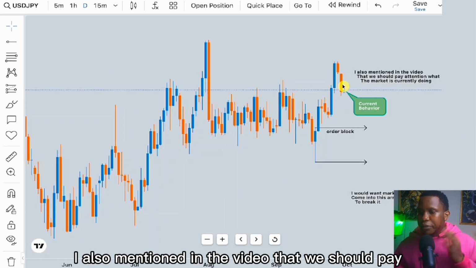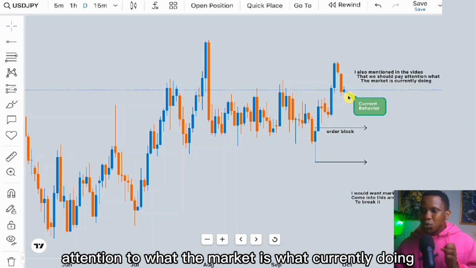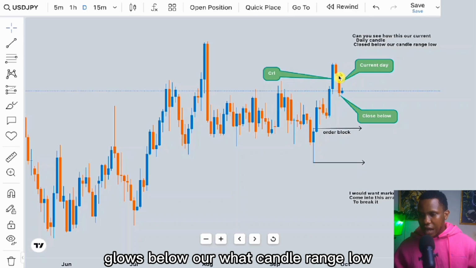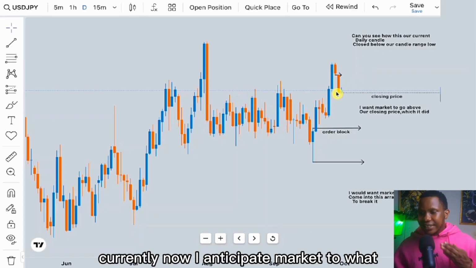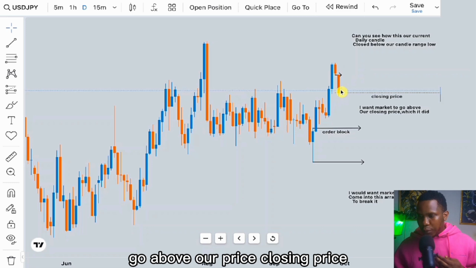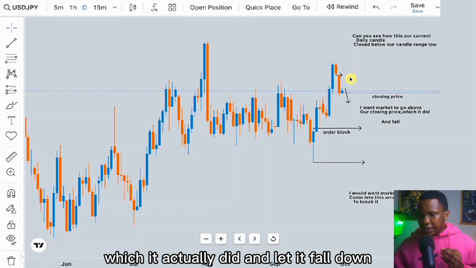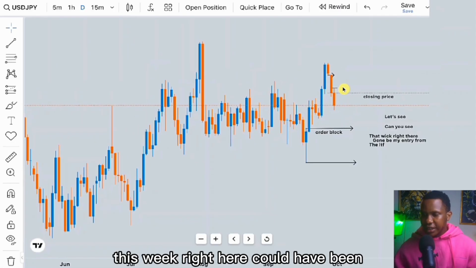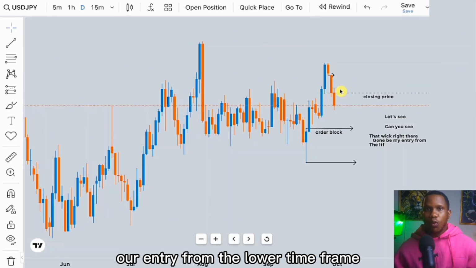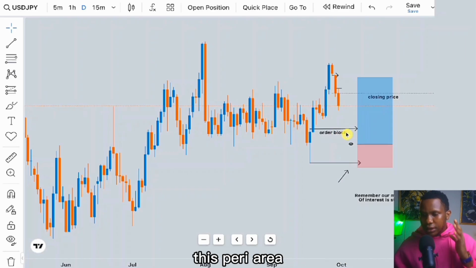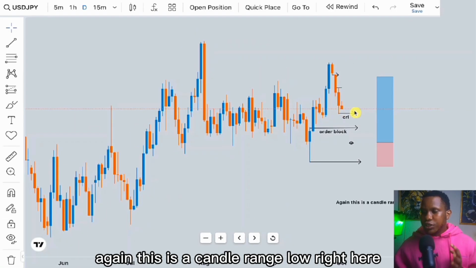I also mentioned in the video that we should pay attention to what the market is currently doing. Can you see this? Our current daily candle closed below our candle range low. Now I anticipate market to go above our closing price, which it actually did, and let it fall down. Can you see what this week right here could have been our entry from the lower time frame? Remember, our main area of interest is still this PD array. Again, this is a candle range low right here.